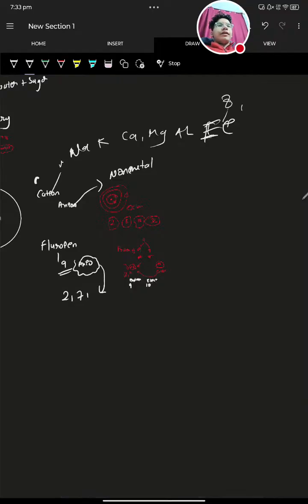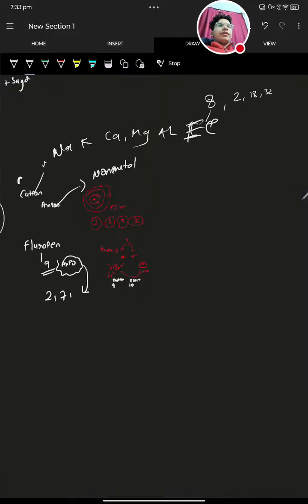I think iron is 26. It is like 2, 8, 16, then 2 more. Iron's atomic number is 26. So the shell distribution is 2, 8, 14, 2.